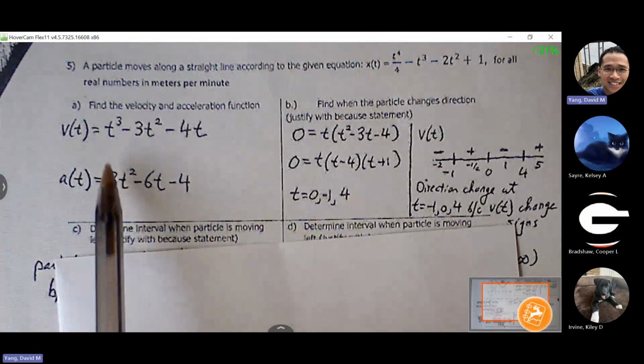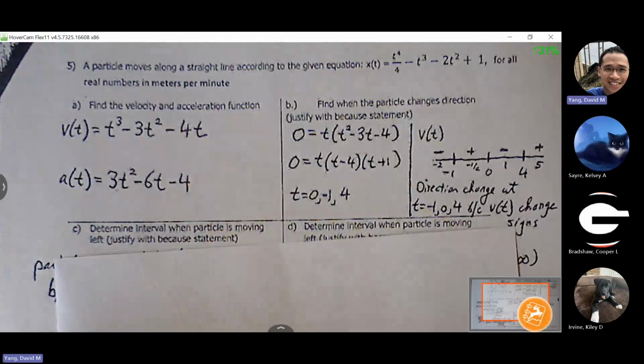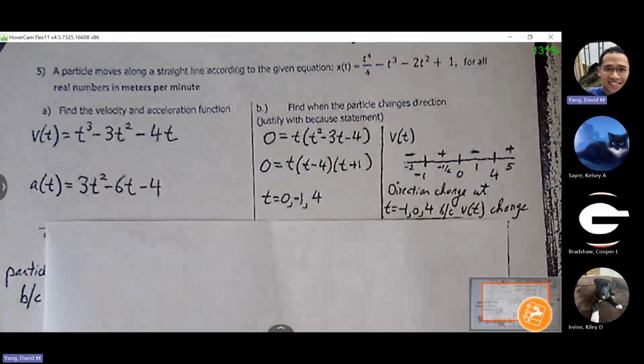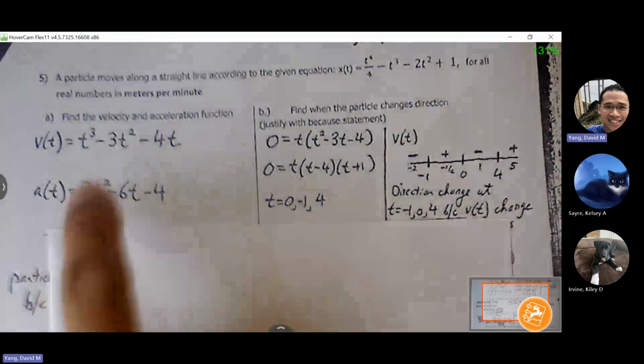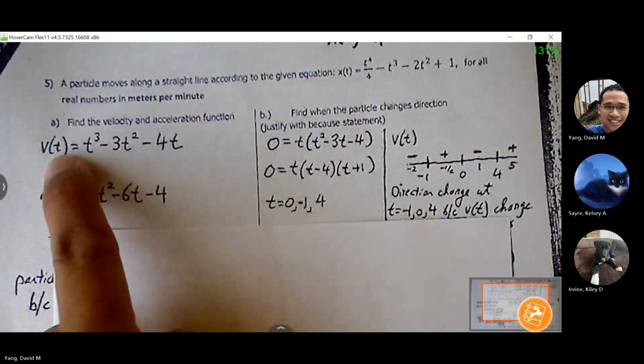Acceleration is just another derivative down. So t cubed becomes 3t squared minus 6t minus 4. Okay, find when the particle changes direction. So this is simply relying on the velocity function. We talked about this. Always set your velocity equal to 0, and then find your critical points. So set velocity equal to 0.